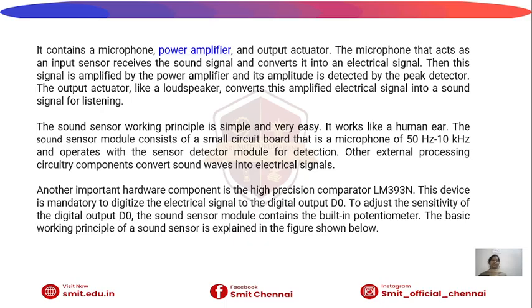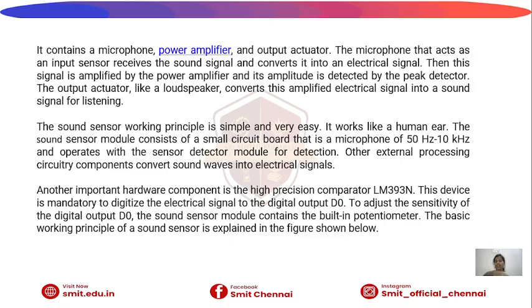The analog signal coming from the microphone may have low amplitude, which means the range of the sound we received will be less. So it increases the amplitude, then gives it to the output actuators. For example, an output actuator may be a loudspeaker, which we can call a speaker. It converts this amplified electrical signal into a sound signal for listening.